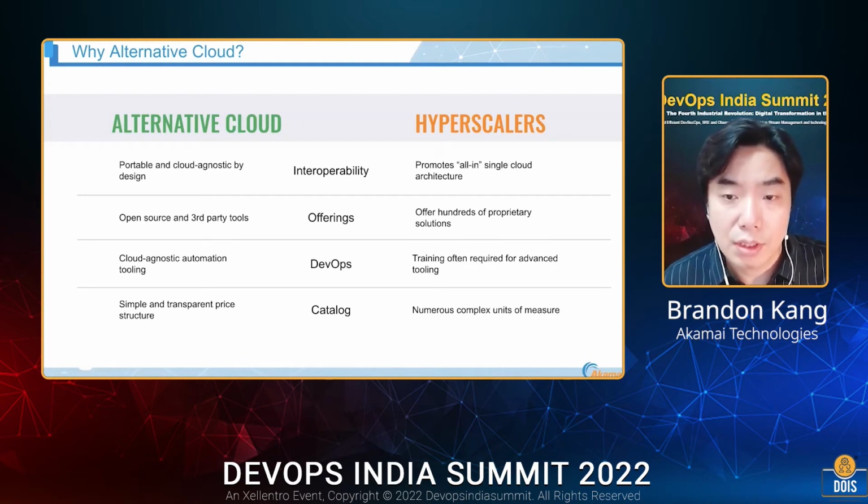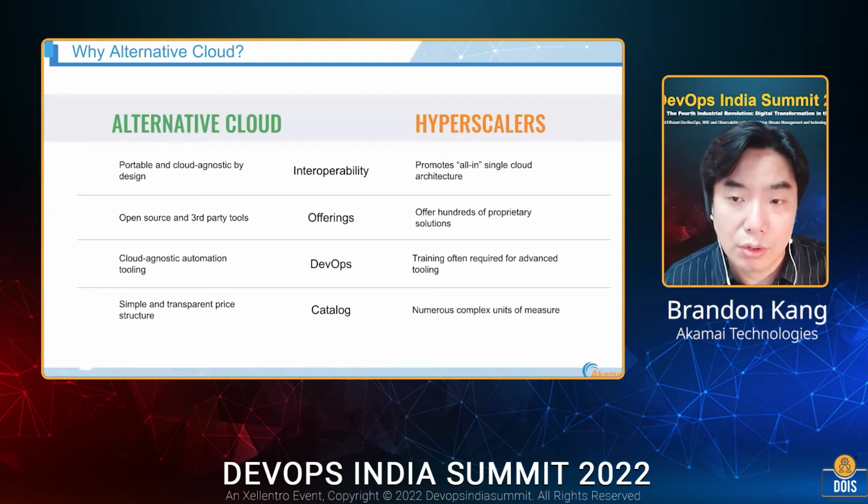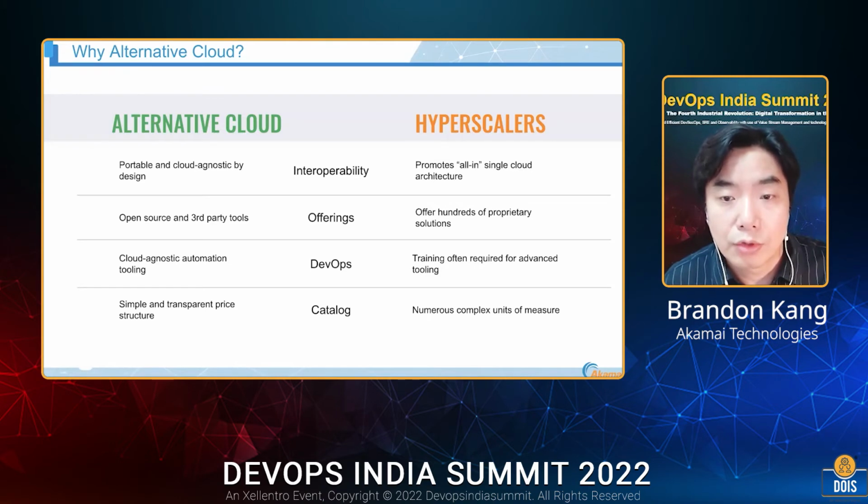While the largest cloud providers are set apart by fast-growing portfolios of advanced services, alternative cloud providers offer the core cloud experience with a focus on simplicity, ease of use, and attractive cost. You can see four pillars here. First of all, interoperability. It means the ability to move workloads to another environment easily.